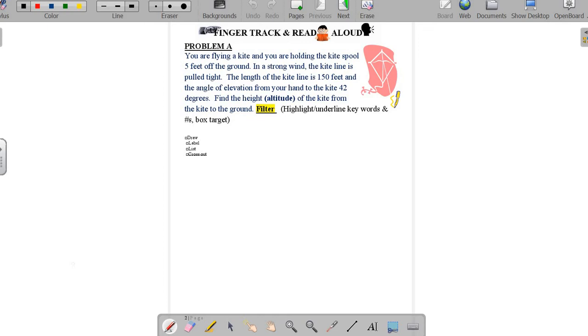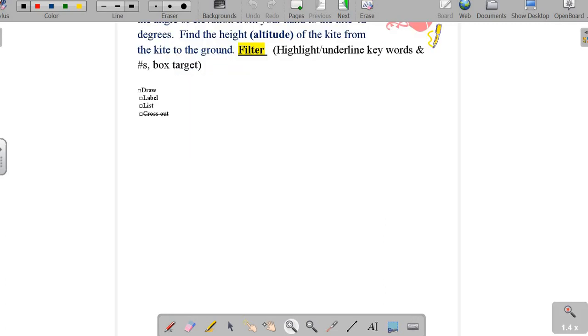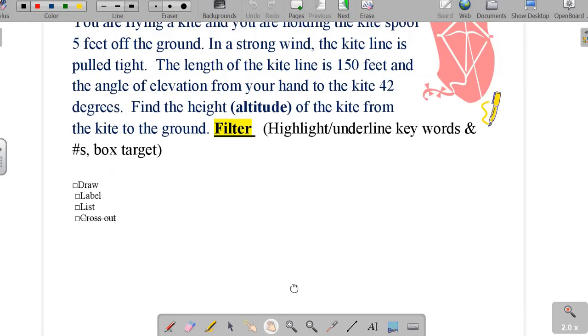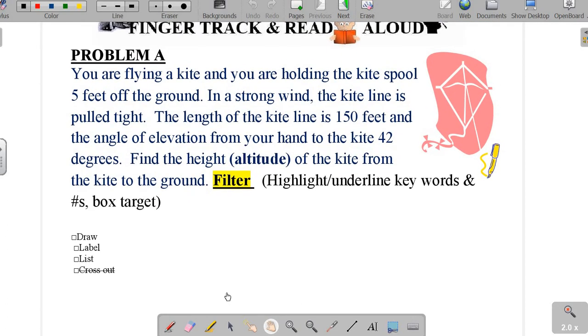Students, this is the Unit 5 help video for problem A. I'm going to start by walking you through finger track and read out loud. I'd like you to put your finger right here, where my little fake finger is. I'd like you to try to read along with me, lips moving out loud.